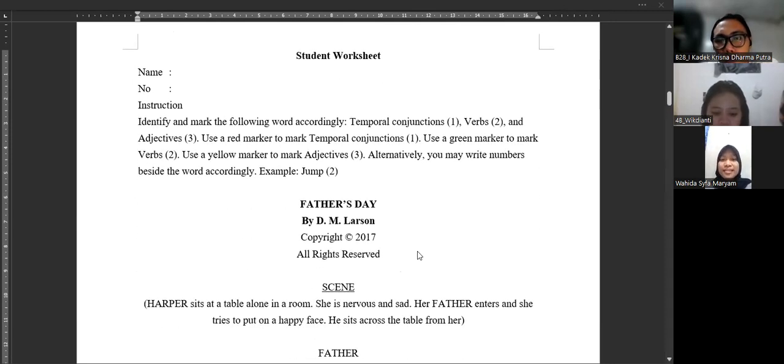As you can see in this slide, there is a student worksheet that contains an inspection task and the drama script. Before the students do the inspection, they should fill in their identity, like name and number. After that, the students are required to read the instruction. The instruction is to identify and mark the following words accordingly: temporal conjunctions, verbs, and adjectives. Students can use a red marker to mark temporal conjunctions, a green marker to mark verbs, and a yellow marker to mark adjectives.